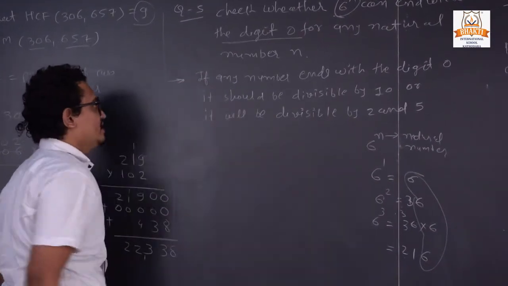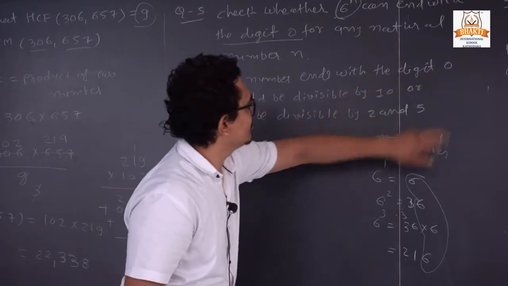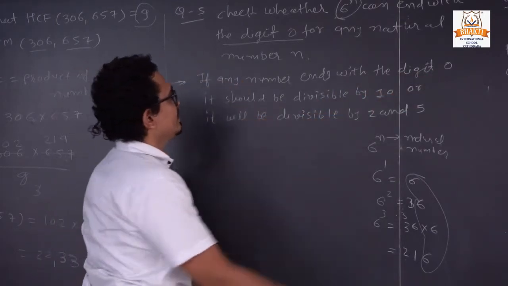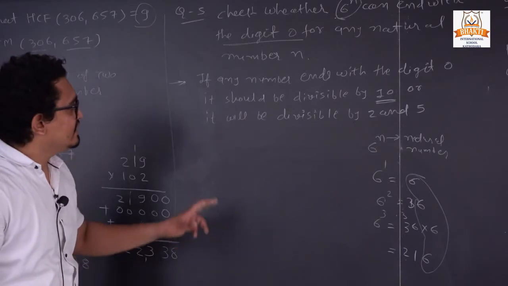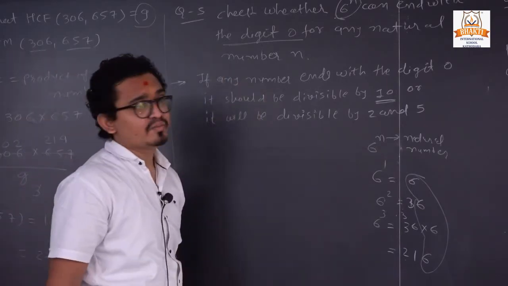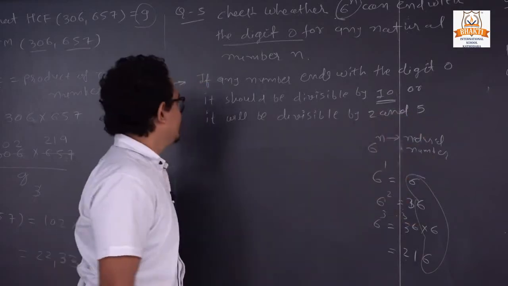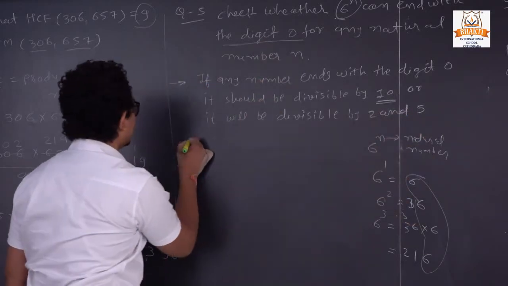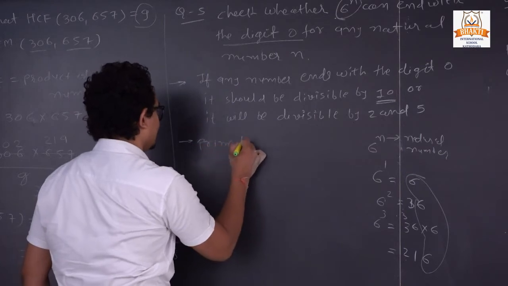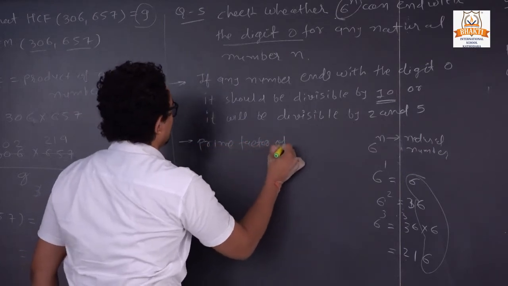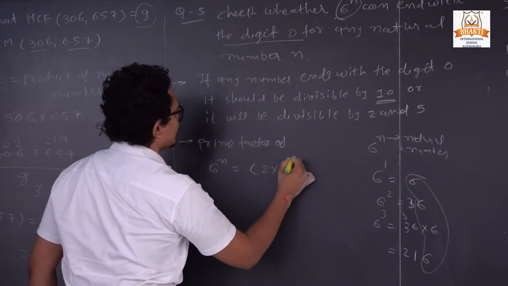So for that I am writing one statement. So what is that statement saying? If any number ends with the digit 0, it should be divisible by 10. So if we have any number having the last digit 0, it will be divisible by 10 or 2 or 5. So here we can write one more sentence. So the prime factor of 6 raised to n is equal to 2 into 3 all raised to n.